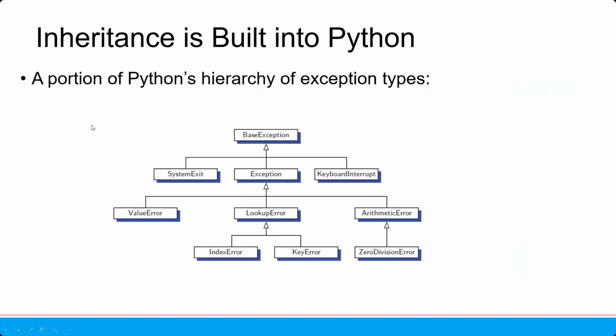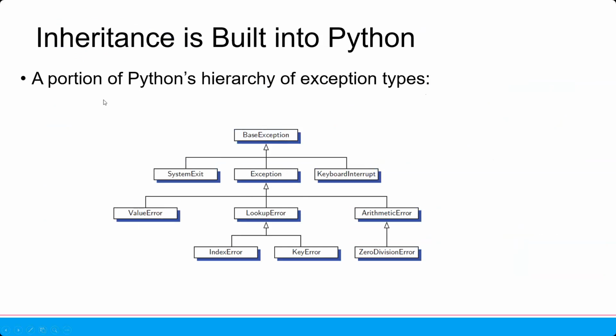One example in Python about inheritance is the exception. When you do the exception, there is a base exception, and then there are other more detailed exceptions. For example, we can exit from the system, or we can do an interruption on the keyboard. So the exception can have many kinds of errors, for example value error, arithmetic error, lookup error. In the arithmetic error, there can be another class, for example zero division error, and so on. This kind of hierarchy in Python is built using inheritance.